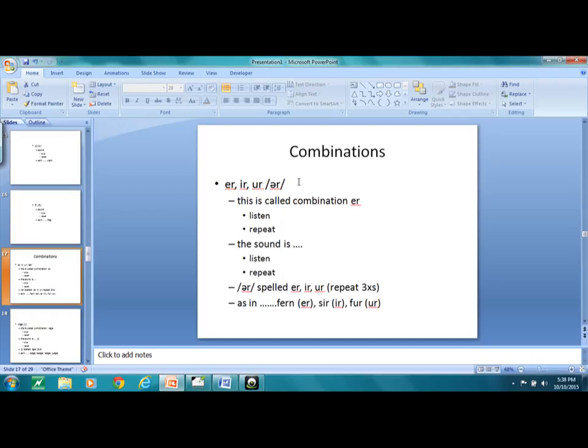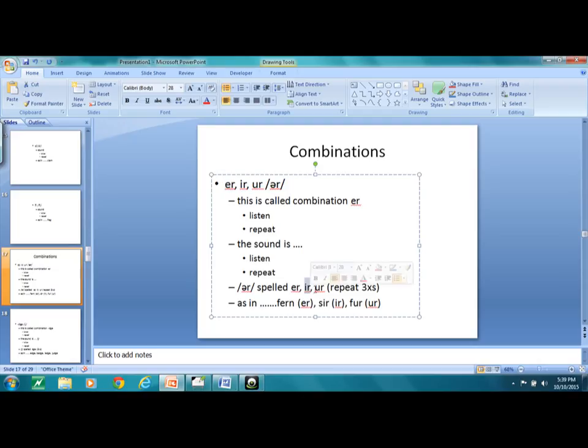Now, we're looking at another set of combinations. The ones we're looking at today say... So this is the combination ER. ER says like in fern. Now, the sound can be spelled two other ways. It can be spelled with the IR and it can be spelled with the UR. So here we go.